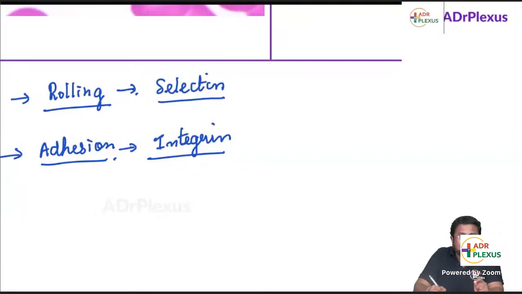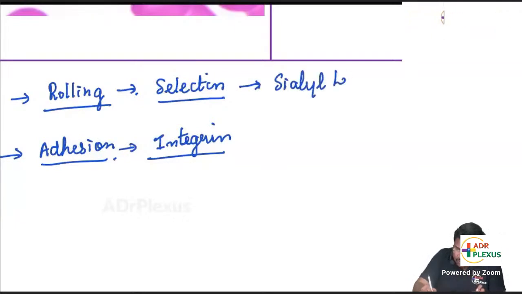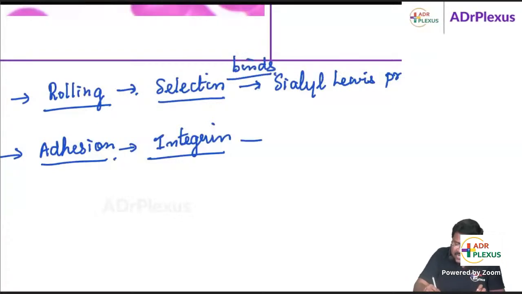Selectins will be expressed in the endothelium, E-selectin, P-selectin. And what is the counterpart? Selectin binds with which molecule in the leukocyte? Yes, sialyl Lewis X protein on the leukocyte. Then integrin is expressed on the WBC.